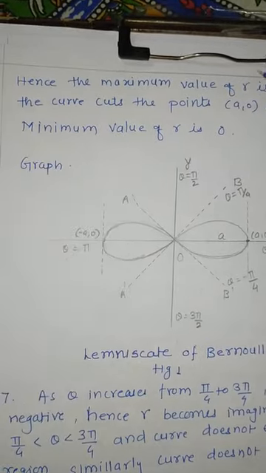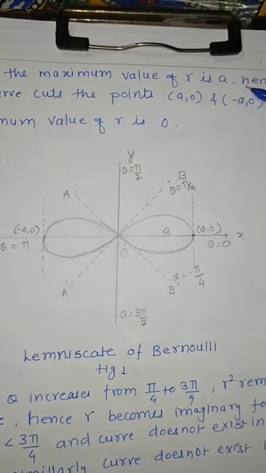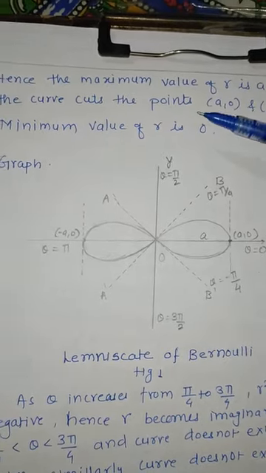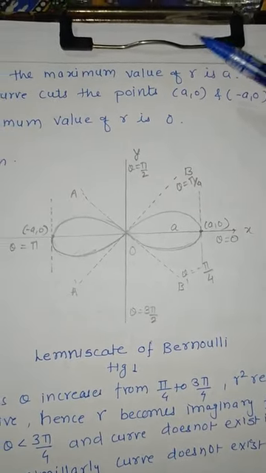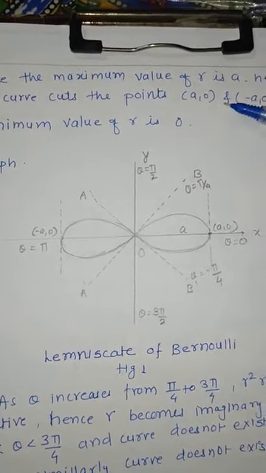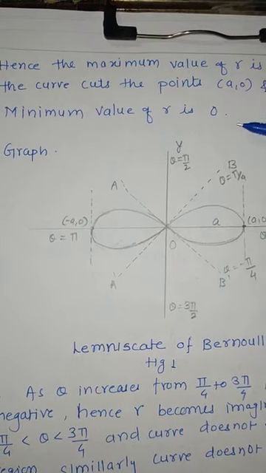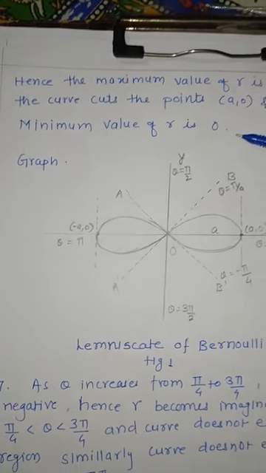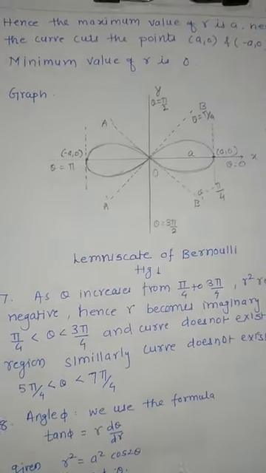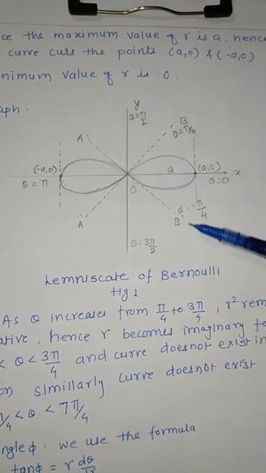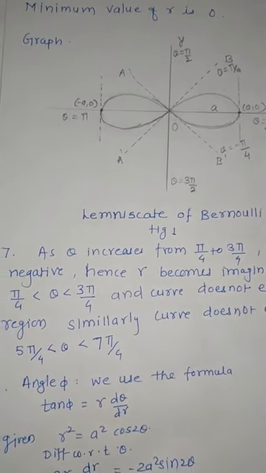If you observe, what is the maximum value of r? It is a. And what is the minimum value? That is minus a. So your curve cuts the points a comma 0 and minus a comma 0, and the minimum value is 0.